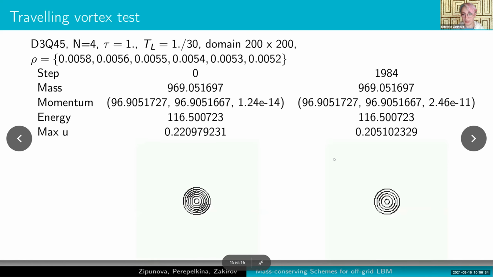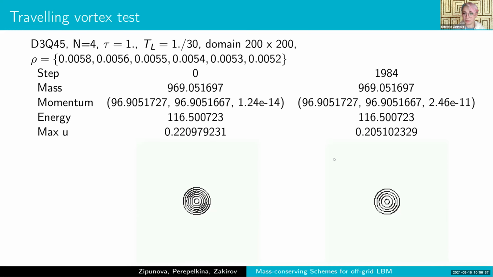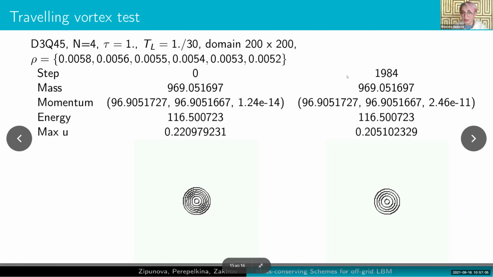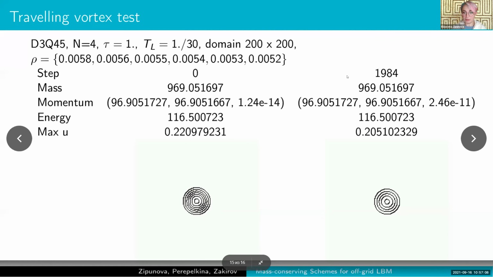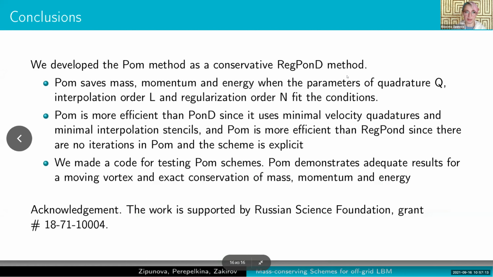The POM method was implemented as a program for GPU and tested on the traveling vortex test. At step 1984, the vortex has returned to its initial state, and as you can see, total mass, momentum, and energy are the same as at the initial state. And on the pictures, black circles are density lines. Density values are listed higher. As you can see, the vortex shape is not distorted.